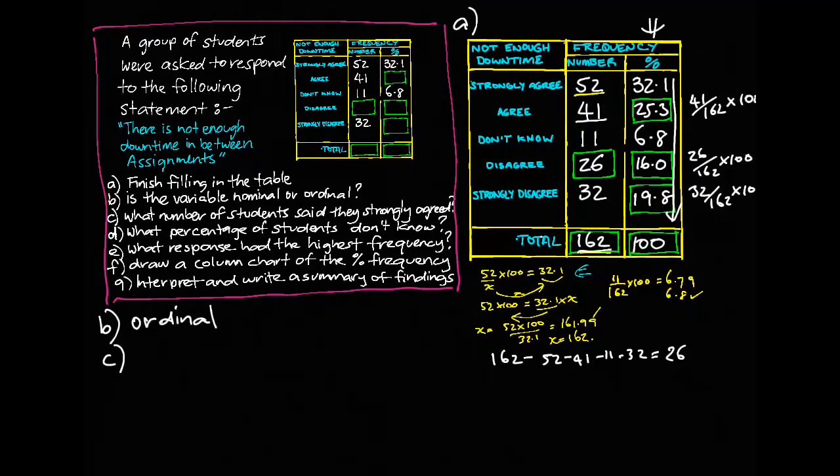Part C, what number of students said they strongly agreed? So we go to the strongly agree row, and they've asked for the number, not the percentage, so it's 52. So 52 said strongly agree.